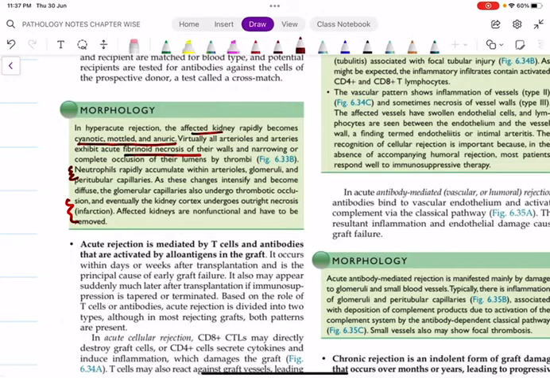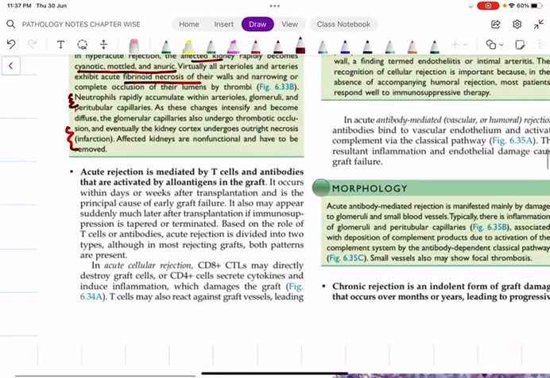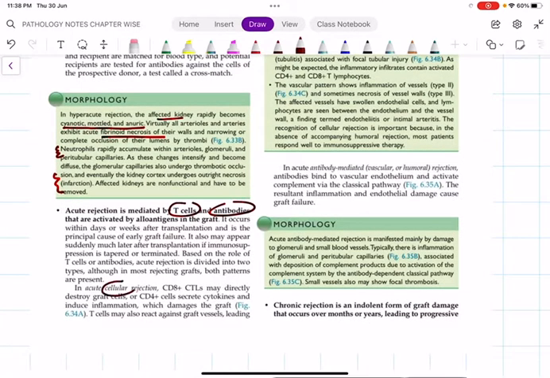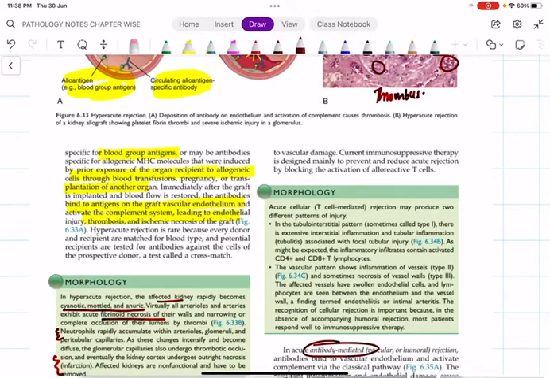Let us see acute rejection. Acute rejection is mainly mediated by T cells as well as antibodies. That means here we have two types: acute rejection of cellular type, and acute rejection that is antibody mediated. In cell mediated type, there will be activation of CD8 plus cytotoxic T lymphocytes, which will damage the graft by vascular damage. The same mechanism: complement damage, endothelial injury, thrombus formation, ischemic necrosis, infarction, finally death.